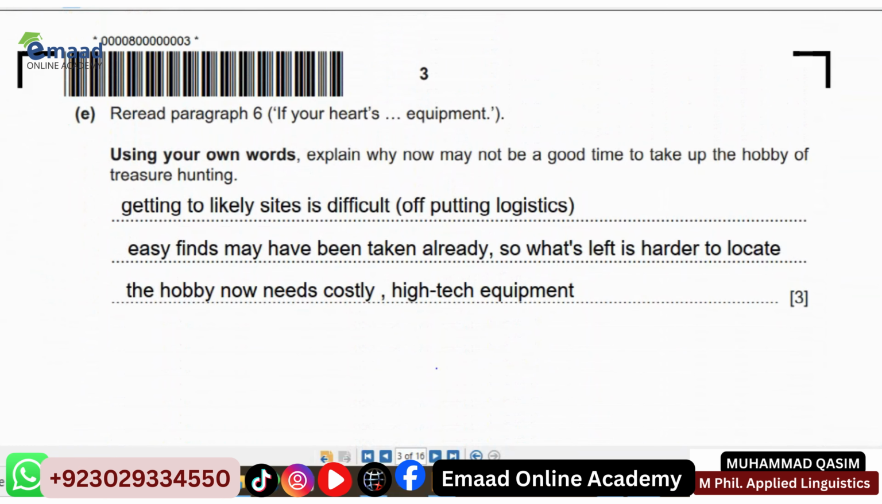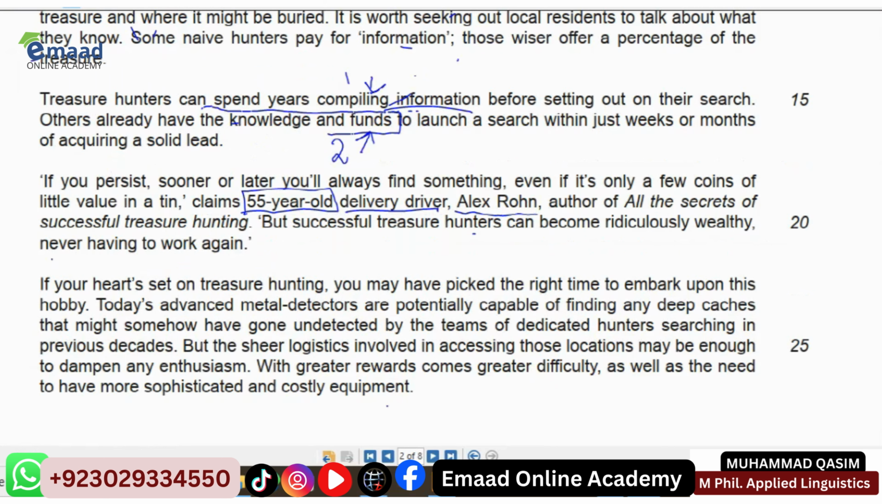This last question is an interesting one, where you have to again use your own words to explain why now may not be a good time to take up the hobby of treasure hunting. Okay, using your own words, you have to explain why this is not a good option. Reread paragraph number 6. So you do not need to take it as a hobby. Why? 3 marks are there. Let's read paragraph number 6. If your heart is set on treasure hunting, you may have picked the right time to embark upon this hobby.